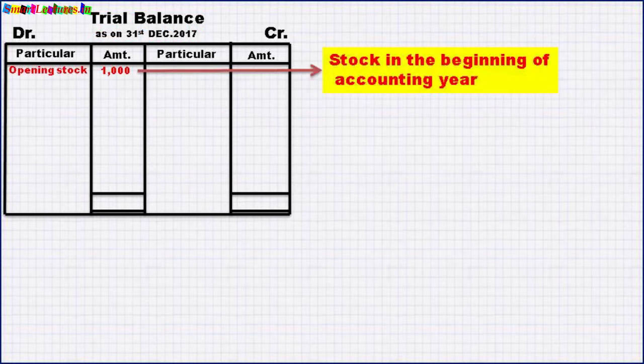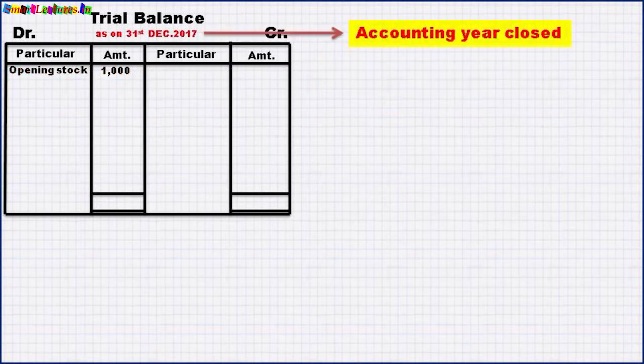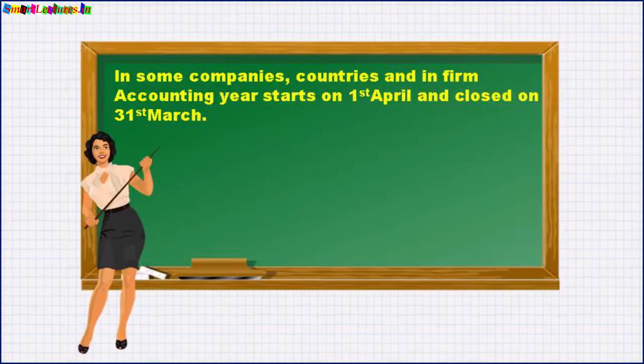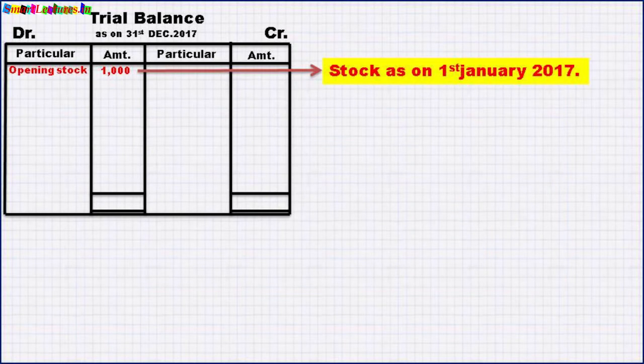Opening stock as on 1st January 2017, 1000. Opening stock means the stock in the beginning of this accounting year. Our books are closed on 31st December 2017. It means our accounting year begins on 1st January and ends on 31st December every year. In some companies, in some countries, the accounting year starts on 1st April and ends on 31st March. In our question, our accounting year is 1st January to 31st December.